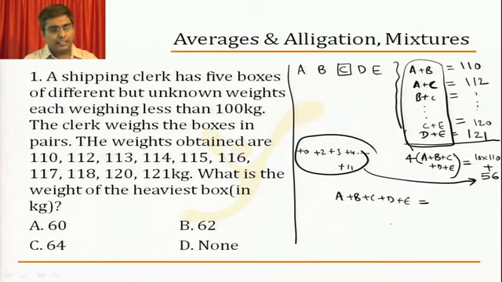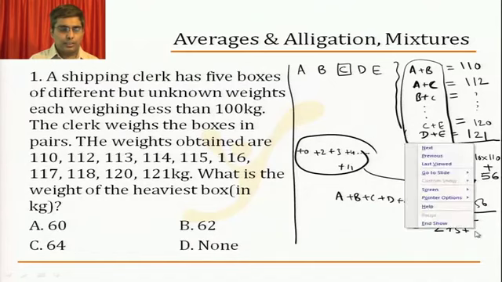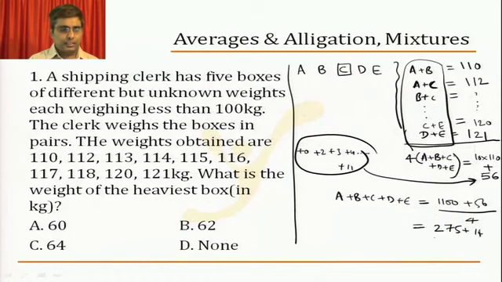This should be automatically equal to 10 into 110, which will become 1100, plus 56, divided by 4. Now 1100 divided by 4: whenever you have to divide something by 4, 100 by 4 is 25, hence 11 into 25, that will be 275, plus 56 by 4 is 14. That means the sum of all the weights taken one time is 289.